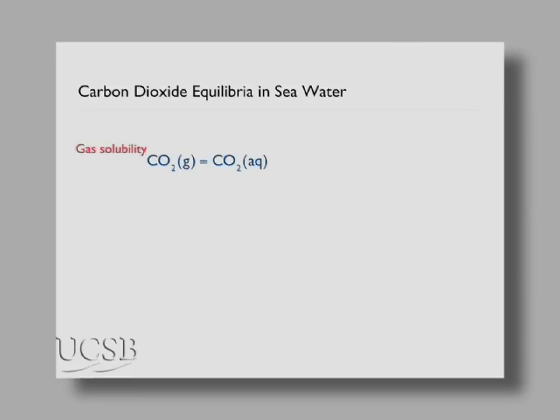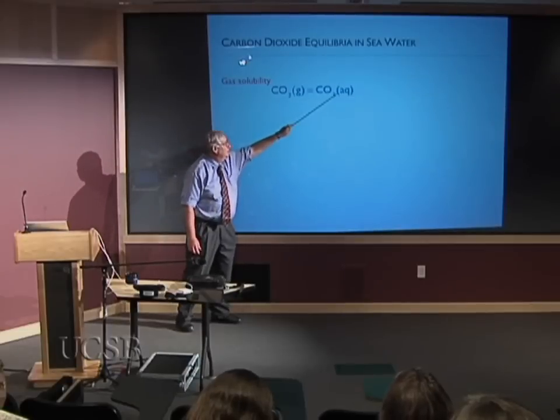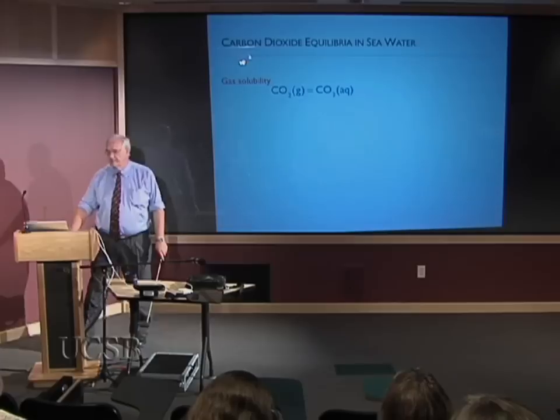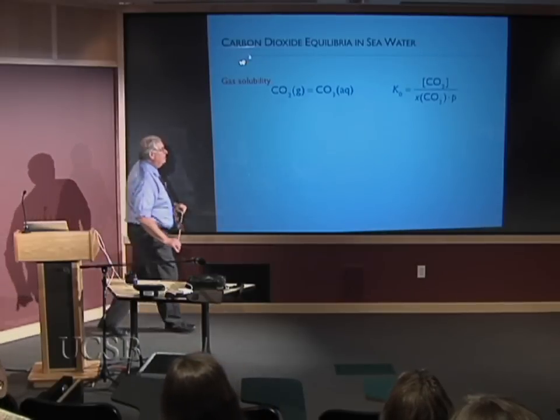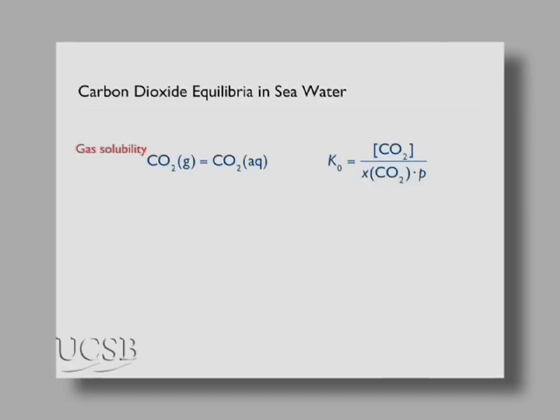So, carbon dioxide equilibria in seawater. The first thing to recognize is gas solubility, where we have an equilibrium between the composition of a gas phase and what's actually present in the aqueous phase in the seawater itself. This is represented by an equilibrium constant, the solubility constant, which relates the concentration of the aqueous CO2 to a measure of the concentration in the gas phase, that product of mole fraction and total pressure, which is essentially the partial pressure of CO2 in the gas phase.